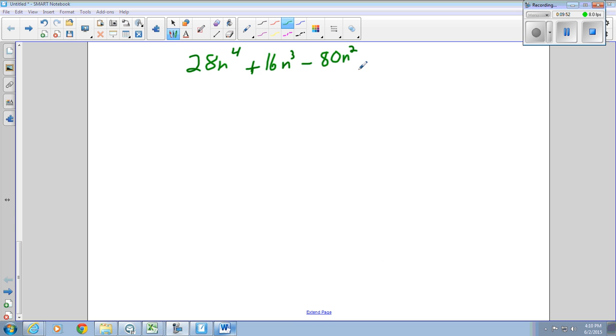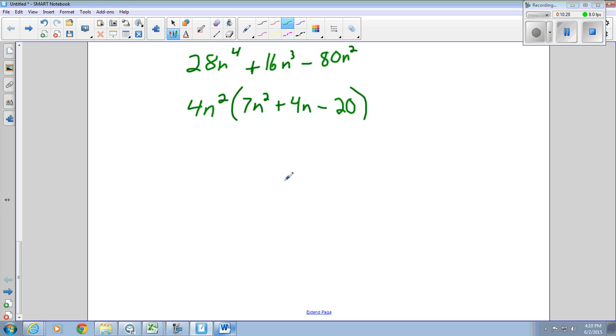For something a bit more complex, we've got to remember we can factor out an n. We can also factor out, looking at this number, probably a 4 would work. So if we factor out a 4 from each term, we get 4n squared times 7n squared plus 4n minus 20.